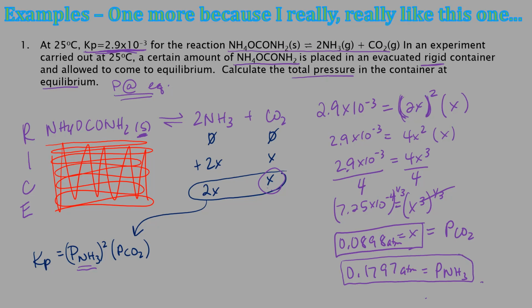Now, it asks us what's the total pressure. And so if you remember way back in your first chemistry class, the total pressure is always going to be all of the partial pressures added together. So the total, since these are the only two gases in the container, the total pressure is going to be equal to the partial pressure of carbon dioxide plus the partial pressure of NH3. And so we're going to add these two numbers right here together, and that will be equal to 0.2695.